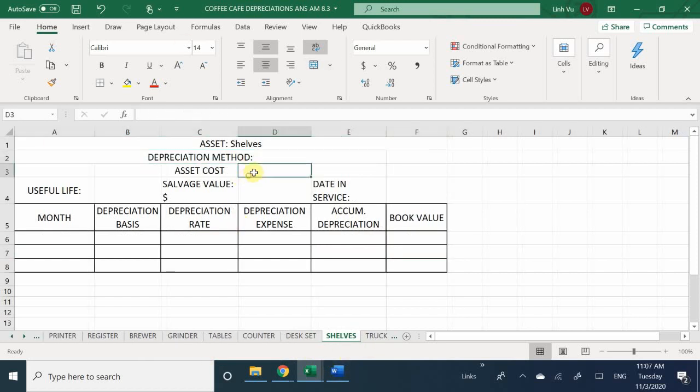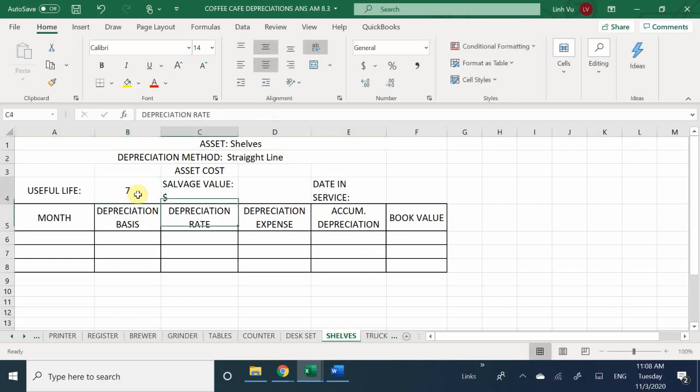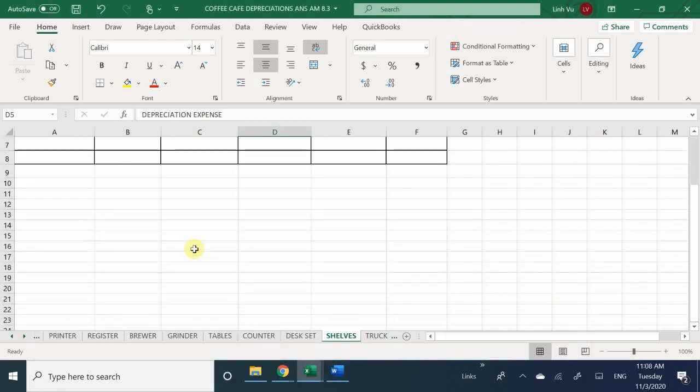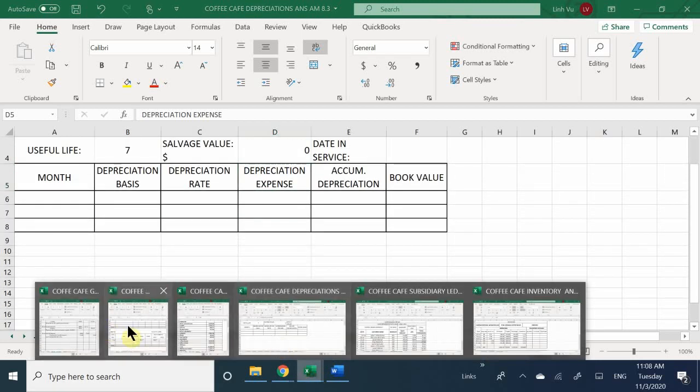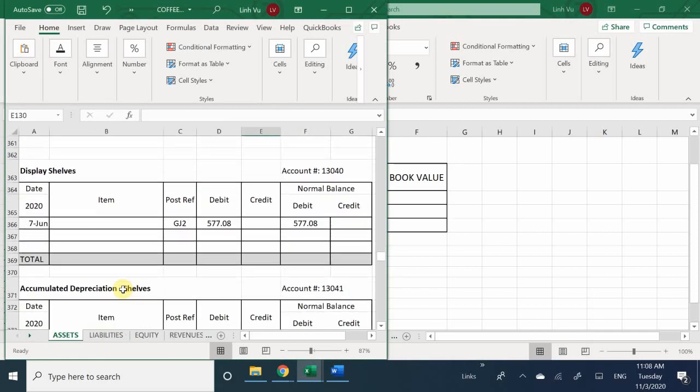Lastly, we have our shelves. So we know that the shelves is going to be also straight line. We know that it's going to be 7 years useful life with 0 residual value. And when did I buy and how much did I buy the display shelves for? Oh, wrong table. There you go. Display shelves.